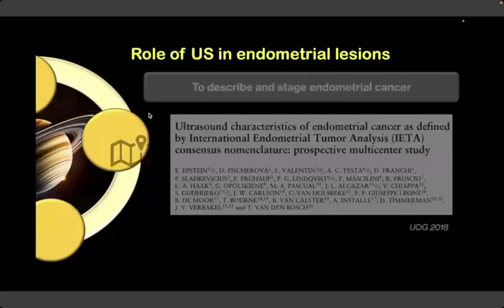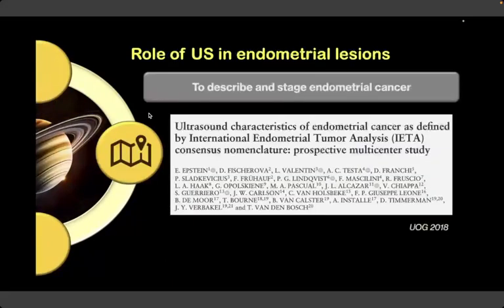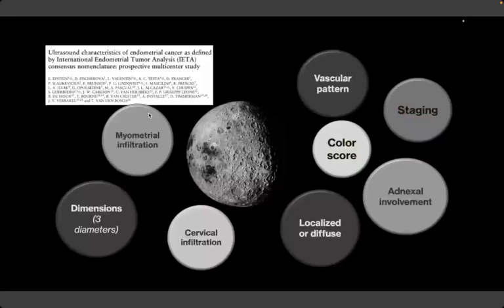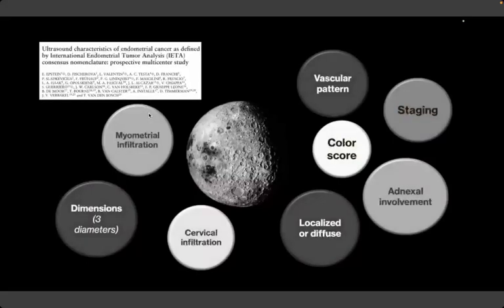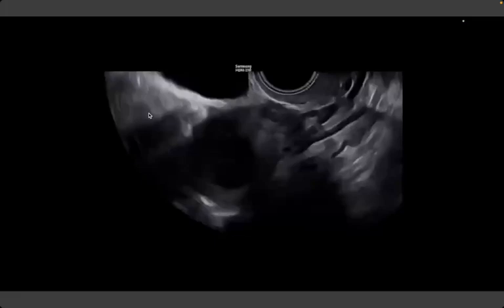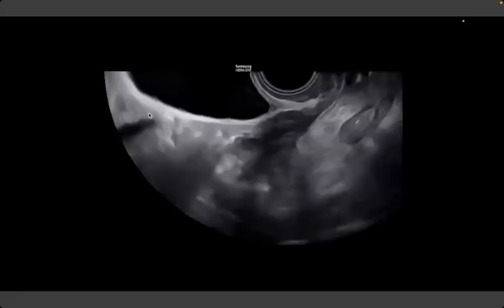In the case of endometrial cancer, we can proceed with describing the characteristics of the tumor and with local staging of the disease, assessing the extent to the cervical stroma, myometrial infiltration, and adnexa and lymph node involvement. I will now show you some cases of tumors. In this first case, the tumor is mainly isthmic and it causes hematometra.